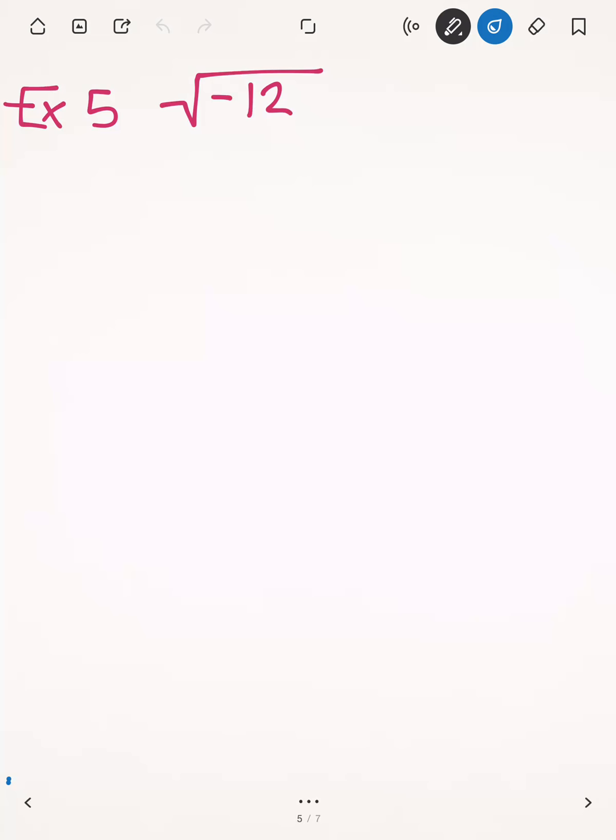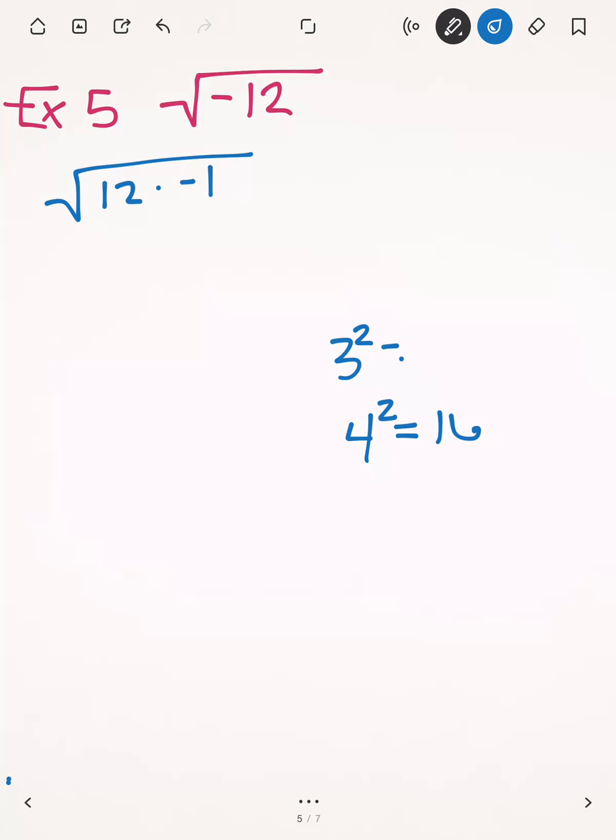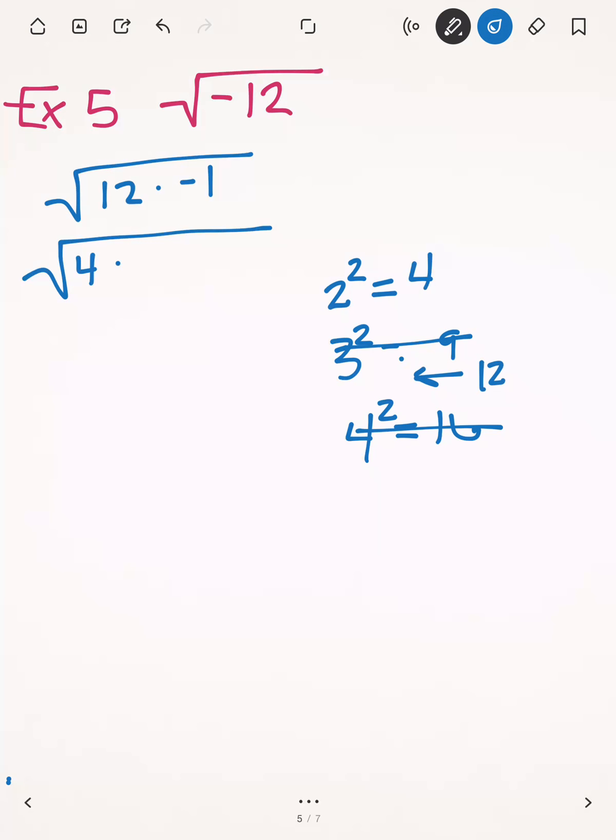Okay, next example, we have the square root of negative 12. So I break it down to 12 times negative 1. 12 is not a perfect square. We did this example earlier, but let's do it again. 12 falls in between 4 squared, which is 16, and 3 squared, which is 9. 16, remember, did not go into 12 evenly. 9 did not go into 12 evenly, so I go up to 2 squared, which is 4, and that worked. So I break down 12 to 4 times 3 times negative 1.